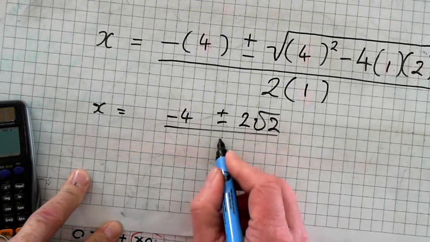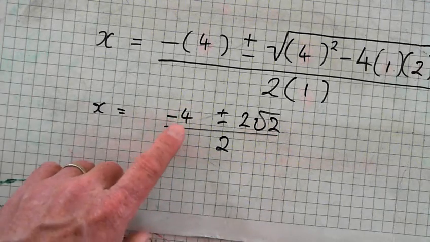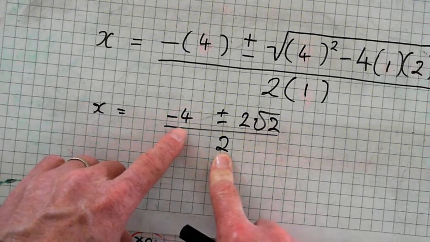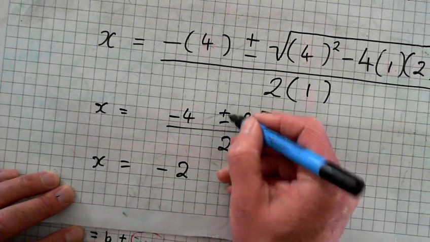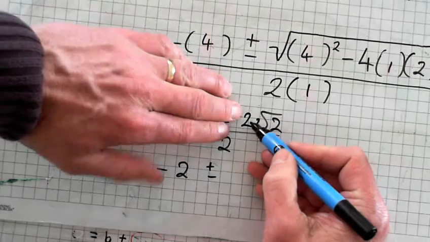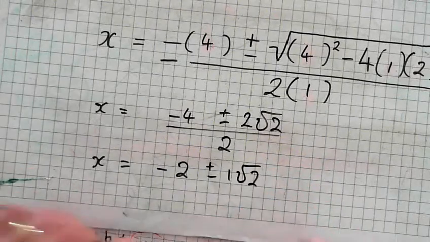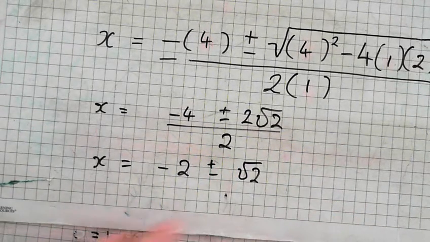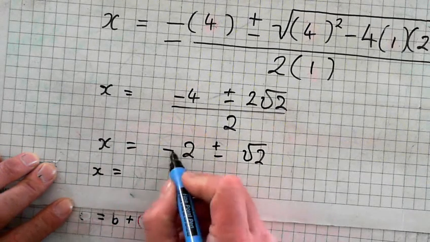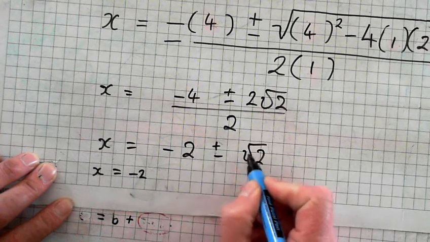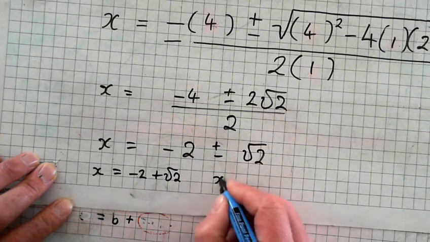Over 2 times 1 is 2. Are you looking? Now what you can say is, what's minus 4 divided by plus 2? Minus 2, isn't it? Yeah. Plus or minus. And here you can divide 2 divided by 2, 1. So it's 1 root 2, or just root 2. So the two answers you have, we have two possible answers. We have x is equal to minus 2 plus root 2, or we have minus 2 minus root 2.